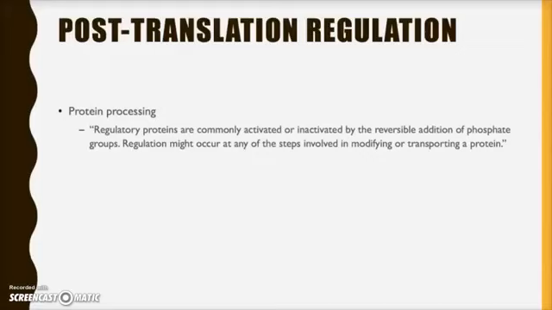And the last step for the cell to regulate gene expression is post-translational regulation. It also involves two parts, which are protein processing and protein degradation. For protein processing, we need to know that regulatory proteins are commonly activated or inactivated by the reversible addition of phosphate groups, and regulation might occur at any of the steps involved in modifying and transporting a protein.